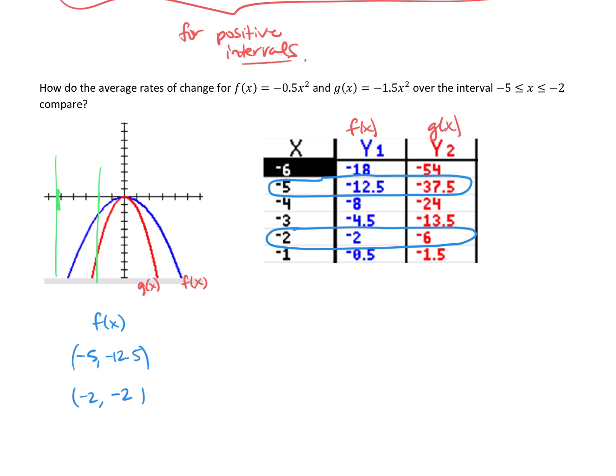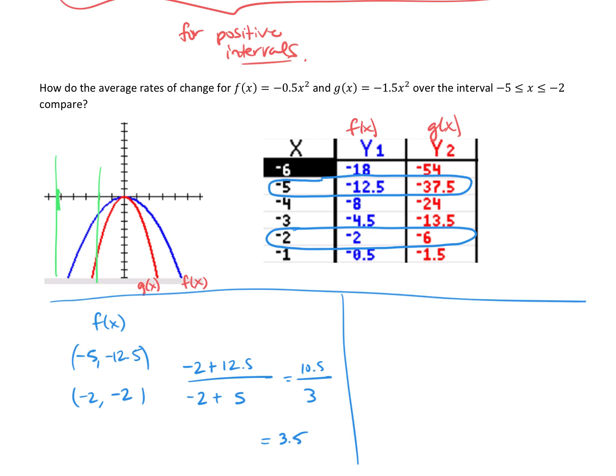And now we just find slope. So we're going to do y2 minus y1. -2 minus -12.5 turns to plus 12.5, over -2 minus -5 turns into plus 5. So we keep doing our math. This gives us 10.5 over 3, which gives us an average rate of change of 3.5 for our f of x function.